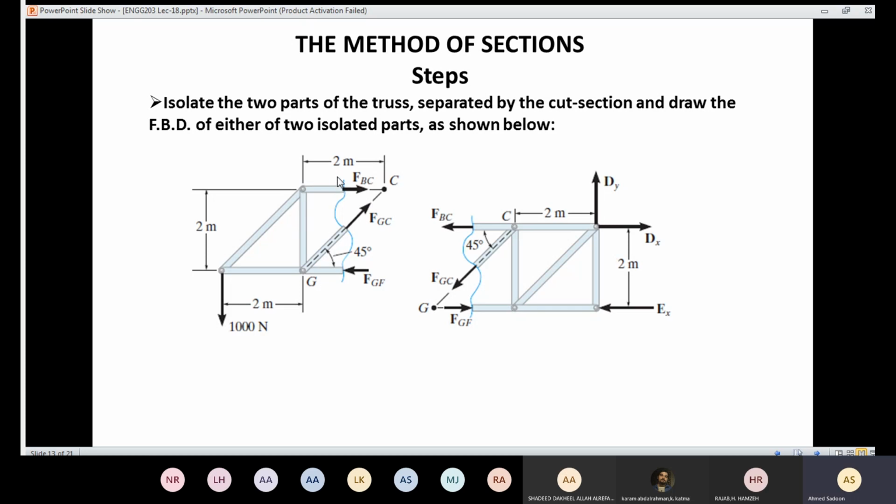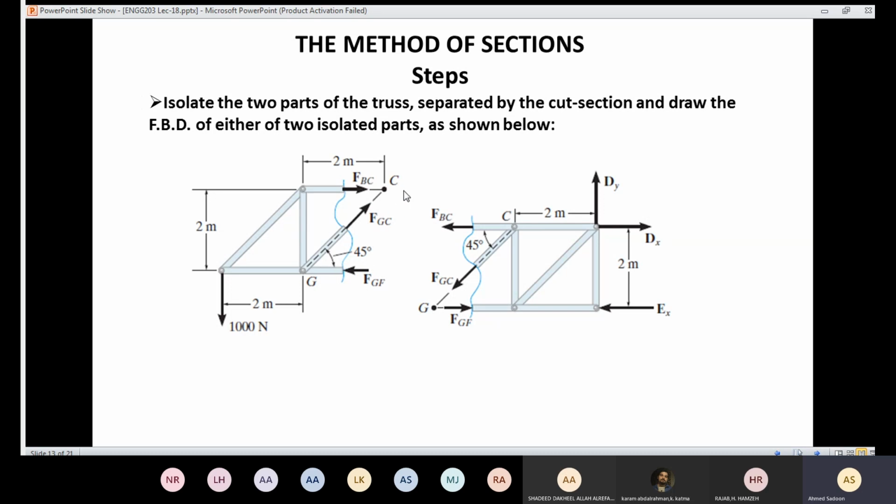So if the cross section is here, the force is going to be perpendicular to the cross section. If the cross section is like that, it is going to be perpendicular to the cross section. And similarly here. Then what about the direction? Again, if it's pulling away from the member, it means that I have tension here. If it's pushing toward the member, it means that I have compression.